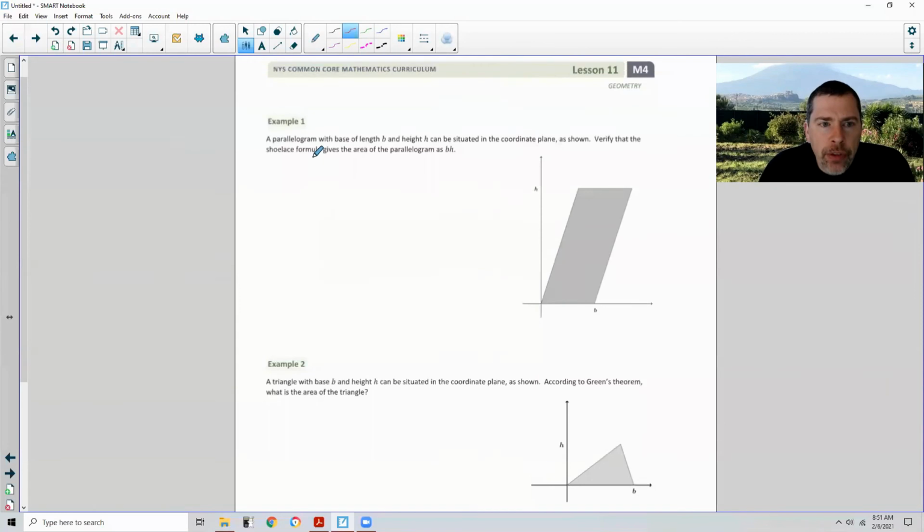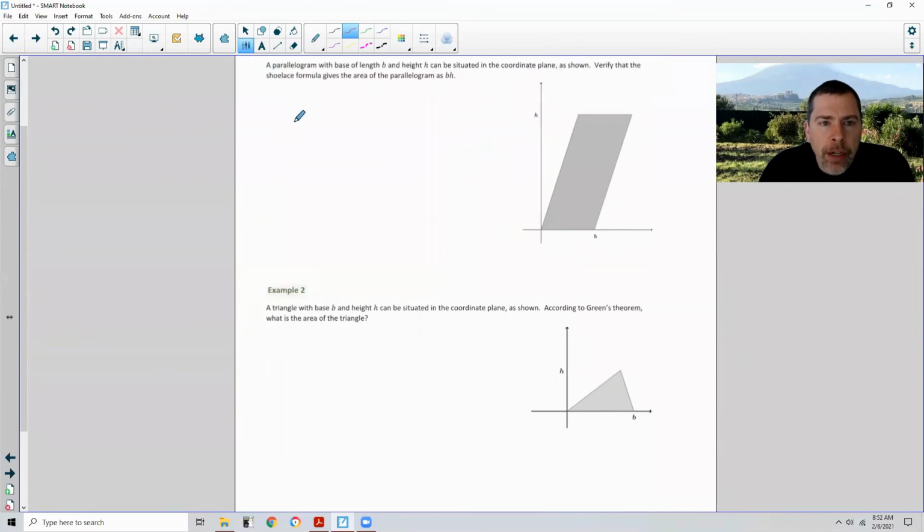Okay, page 2 brings us to example 1. A parallelogram. So there's the key right here. There is a key term right there. A parallelogram. What does that mean? Opposite sides are the same length. They're congruent. And opposite sides are parallel. So the distance from here to here is the same as the distance from here to here. All right. So with a base of length B. So if this is the point 0, 0, then this is the point B, 0. I'm over B, up 0.